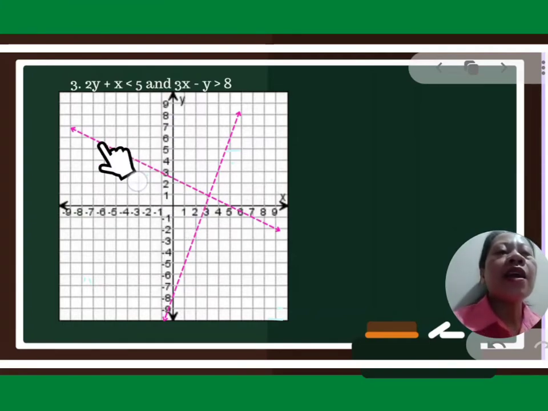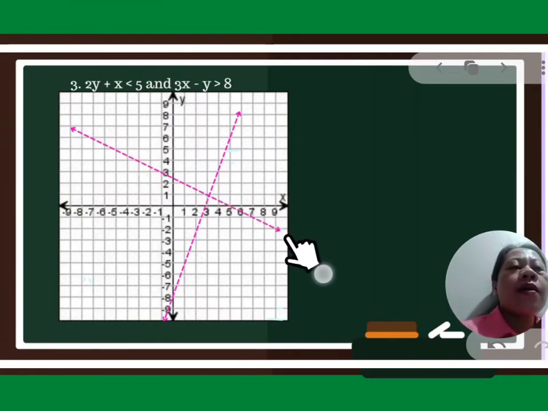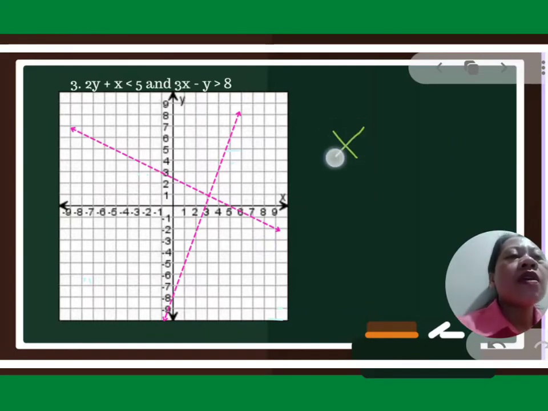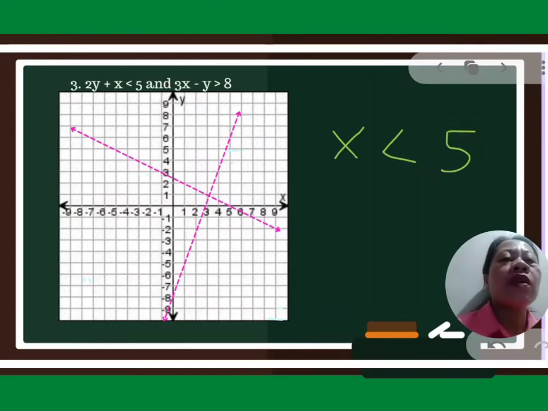Okay, so mula sa line na ito, ang shaded part ay, tandaan natin, ang x-intercept ay x is less than 5. So, x less than 5, ibig sabihin, lahat ng mga numbers less than 5, ayun po yung pwedeng maging x values ng inequality na yan. So, saang banda yun? Nandito yun banda. Okay, so this would be the shaded part.